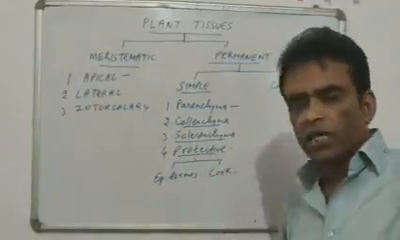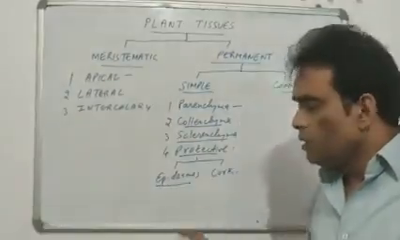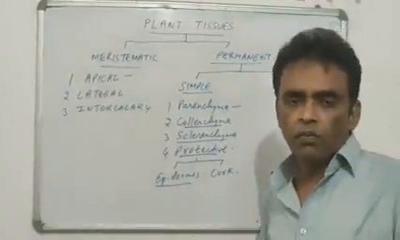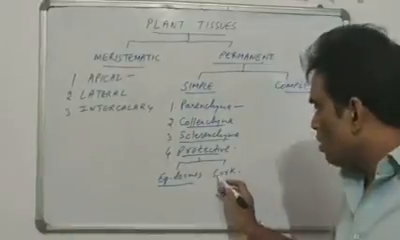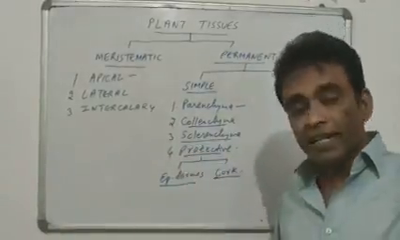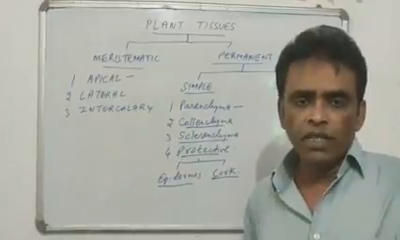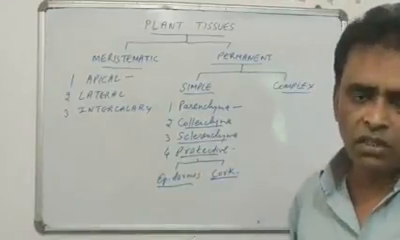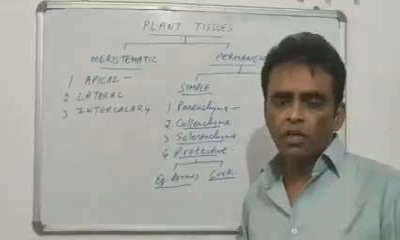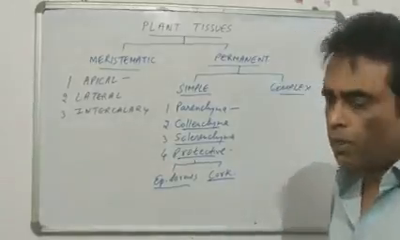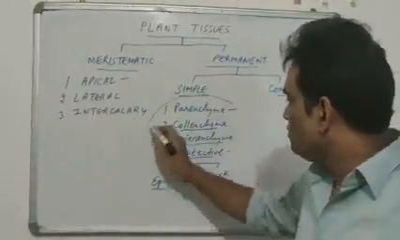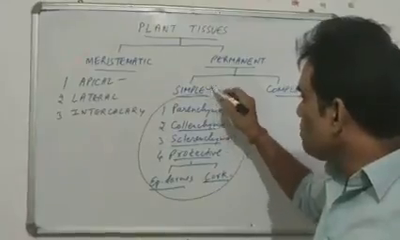Protective tissues are protective in function. Epidermis is present as the outer covering of all the plant parts, and cork, as you know, is a special kind of sclerenchyma tissue actually, which is deposited with suberin. It does not allow the entry of water, heat, or even microorganisms, and protects the underlying plant parts. All these are known as simple permanent tissue.